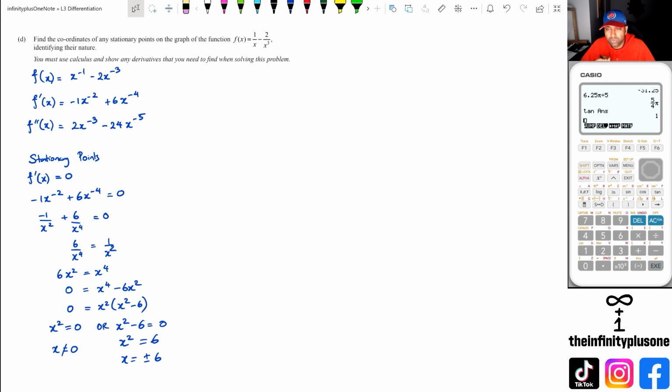So we've got our two values. We've got plus 6, minus 6. No, we've got square root, sorry. Plus or minus square root of 6. That should be our x value. Now the next thing that we need to do is work out what the y values are. So we're going to put in x is equal to plus square root of 6, which means the corresponding y value is going to be 1 over root 6 minus 2 over root 6 to the power of 3.